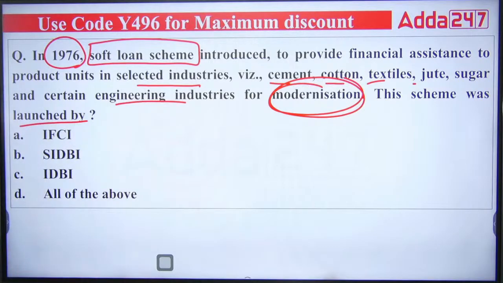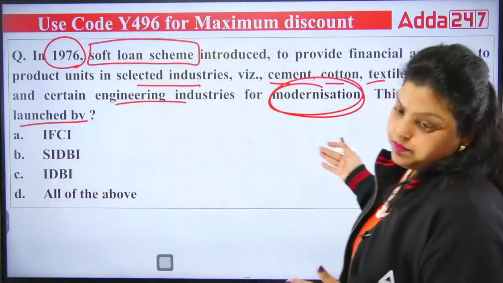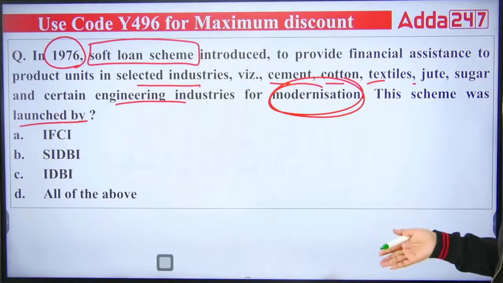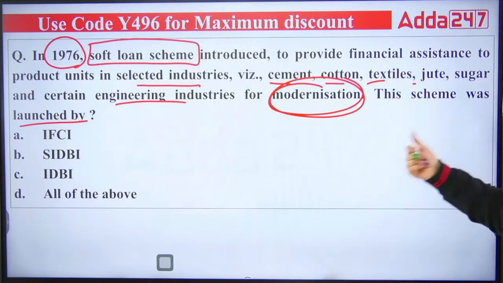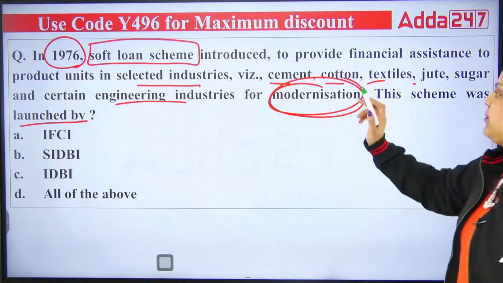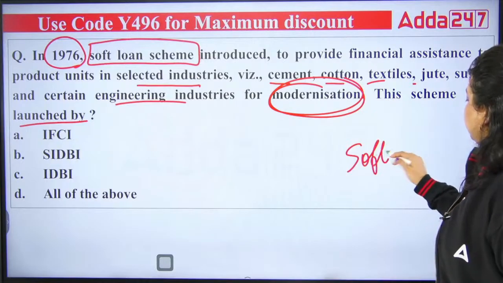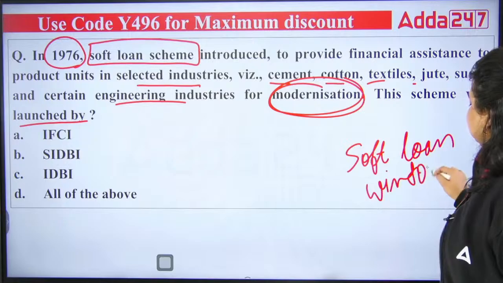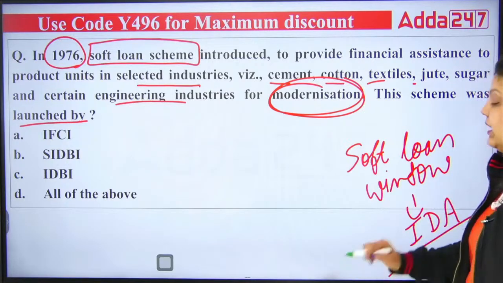Let me know. So a soft loan scheme has been introduced for different sectors or industries, I can say. For what purpose? For modernization of these industries. So which bank or financial institution has launched this scheme? Achha, apart from that, as it says soft loan scheme, we also have a soft loan window. When it comes to the soft loan window, it is IDA, International Development Association of World Bank.